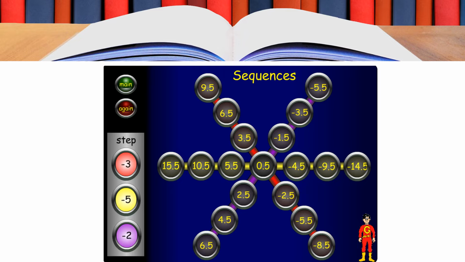Here are the answers then to your sequences today. This one here is quite interesting, going from there to there. Hope you counted it correctly. 0.5 would be negative 0.5, negative 1.5, and then negative 2.5. So that's how that one works.